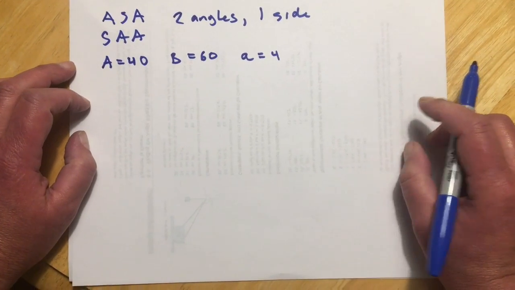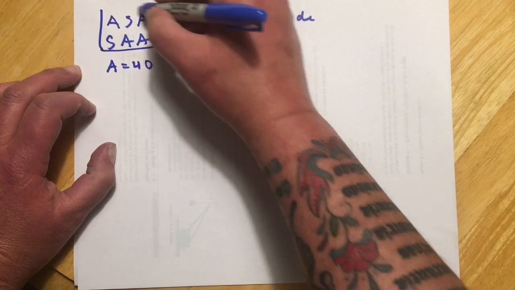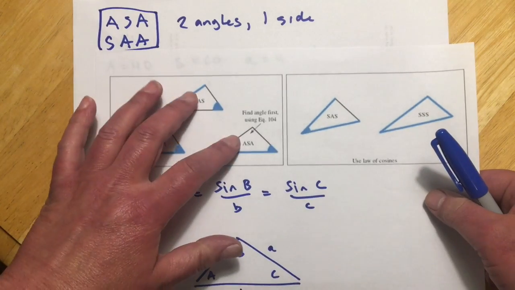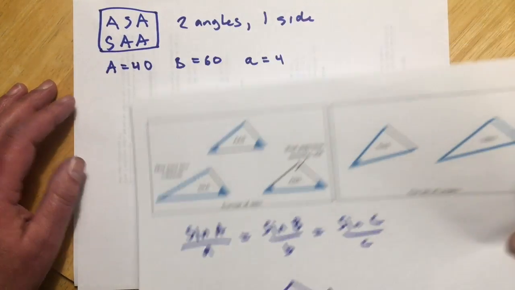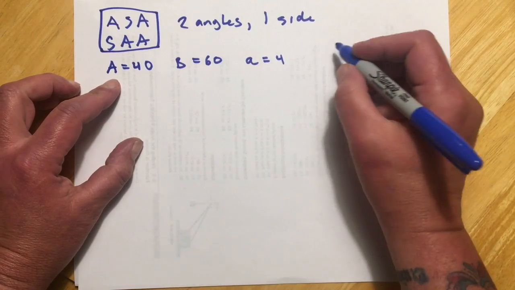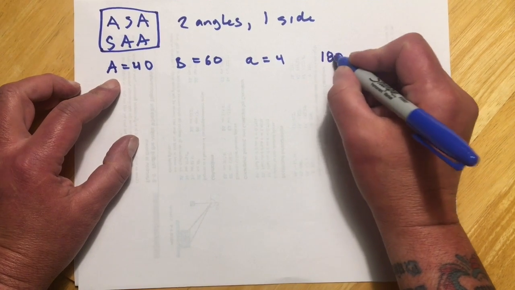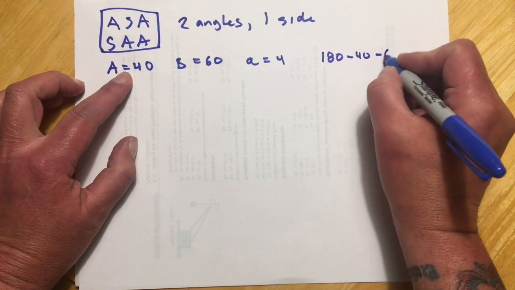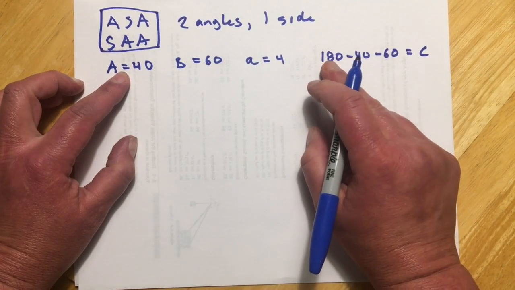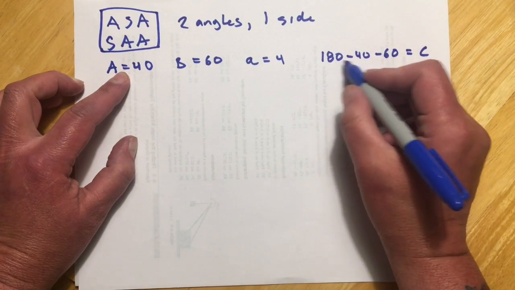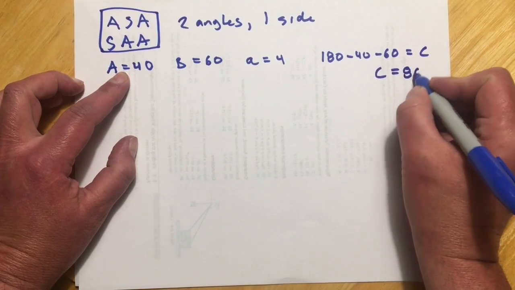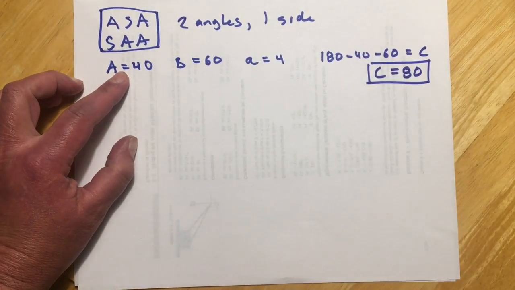Okay, so here's this first problem. It's the kind where we know 2 angles and 1 side. So I have A and B, and I can get C really easily, because I just do 180 minus 40 minus 60. Since the triangle has 180 degrees total, subtracting the known angles leads to the last one. So C equals 80. There's the first thing I needed to find.